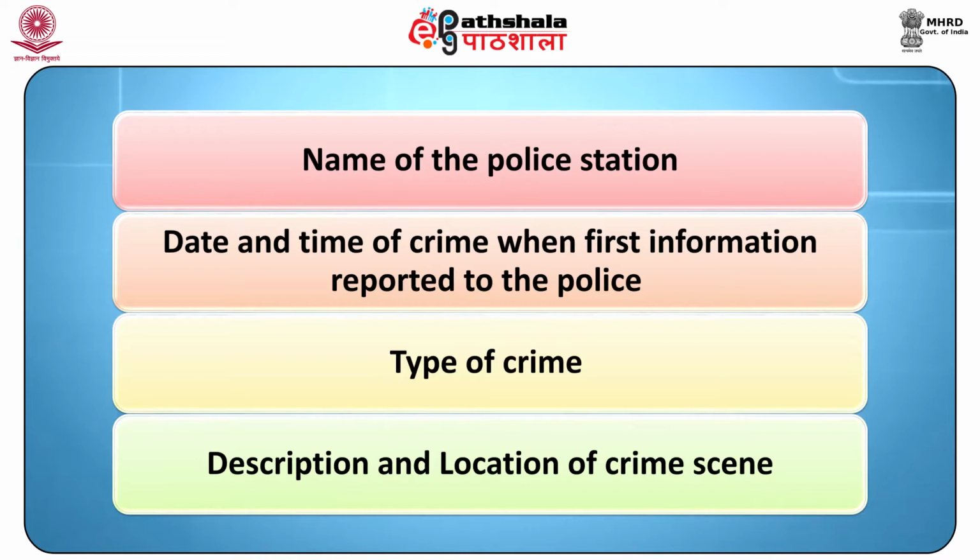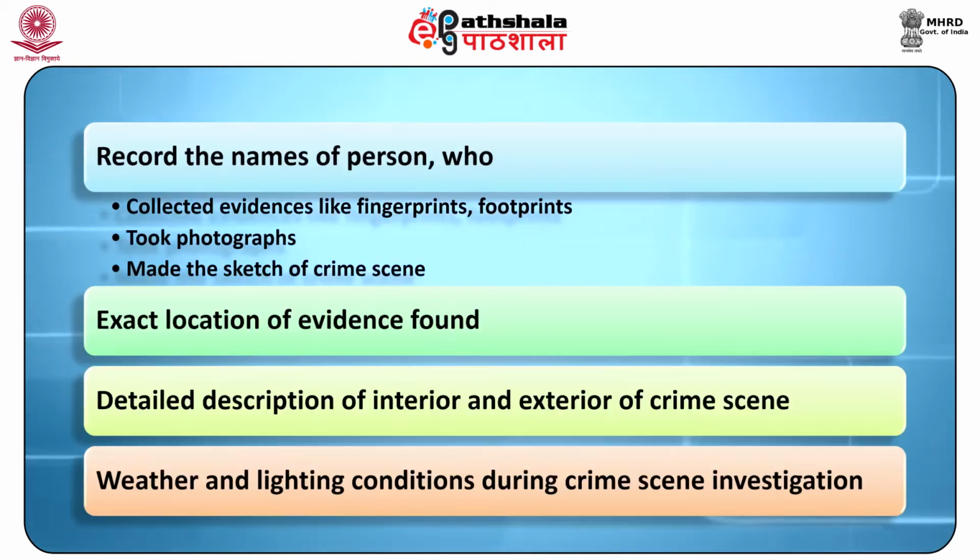In addition to it, initial notes must contain the following information taken by the crime scene investigator: the name of the police station, the date and time of the crime and when the first information was reported to the police, the type of crime, the description and location of the crime scene, and the name of the person who collected evidence like fingerprints, footprints, etc., who took the photographs, and who made the sketches of the crime scene. Then the exact location of the evidence, a detailed description of the interior and exterior of the crime scene, and the weather and lighting conditions during the crime scene investigation.